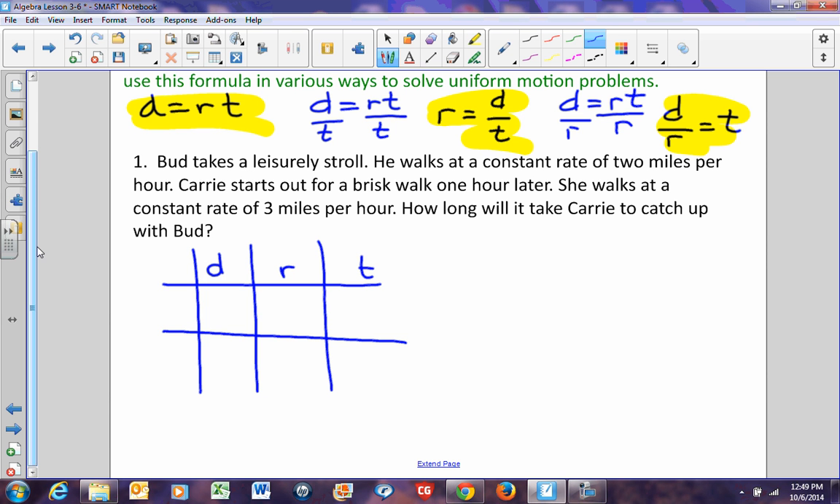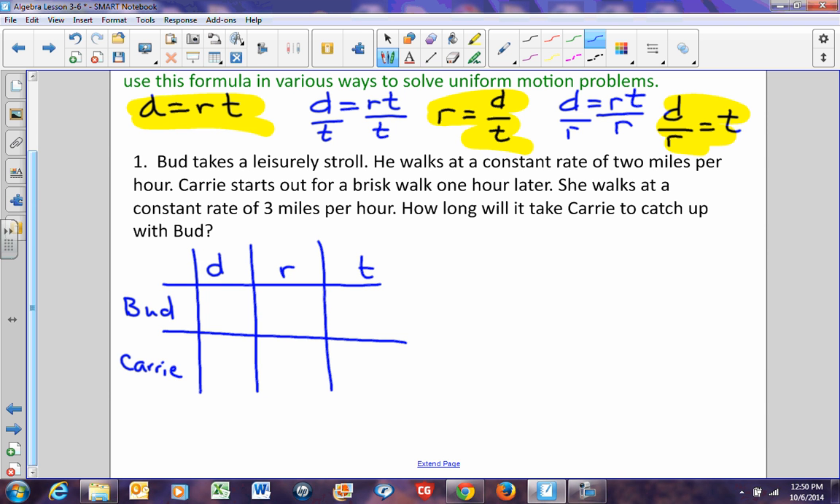Bud takes a leisurely stroll. Okay, so we have Bud, he's the first person we're going to talk about. And then Carrie is our second person, C-A-R-R-E. There we go. So Bud takes a leisurely stroll. He walks at a constant rate of 2 miles per hour. Carrie starts out for a brisk walk 1 hour later. She walks at a constant rate of 3 miles per hour. How long will it take Carrie to catch up with Bud?